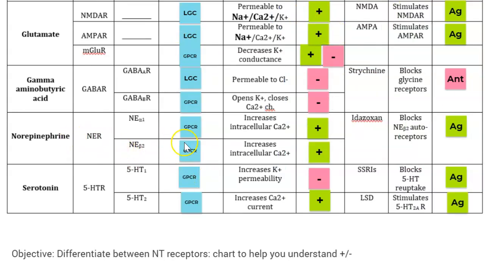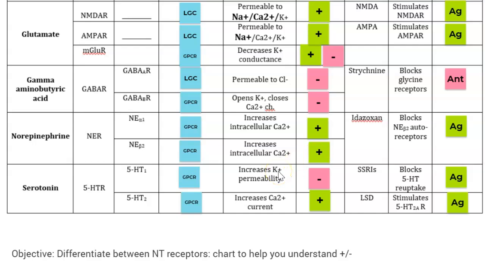And then norepinephrine and serotonin, they're all metabotropic receptors or G protein coupled receptors. So you just have to know that they're always that. There aren't ionotropic receptors or ligand gated channels that have norepinephrine and serotonin as neurotransmitters. And so for norepinephrine, it's going to increase calcium, so that's a positive inside the cell. Same thing for the other subtype. So they're doing very similar things.